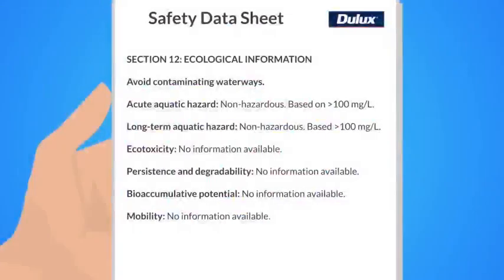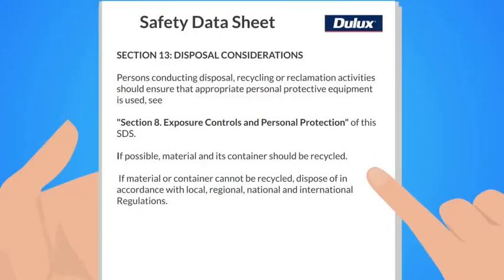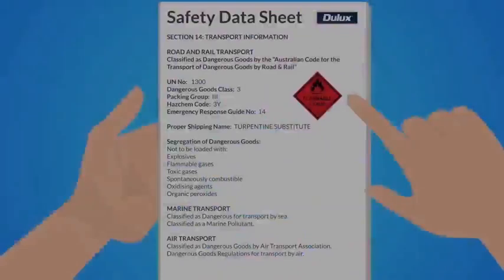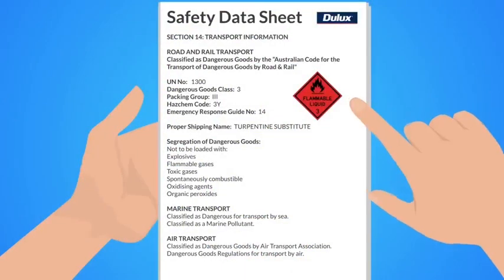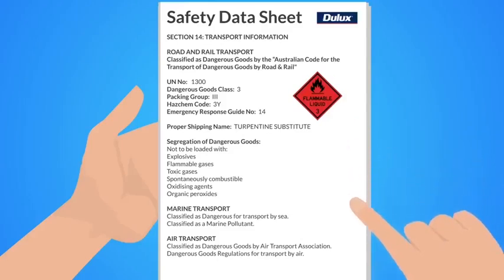Section 12 provides detailed information on the ecological hazard of the said chemical. Section 13 details how the chemical should be correctly disposed of, recycled, or reclaimed. Section 14 lists the information required for transportation, such as the UN number, transport hazard class, and packing groups related to the chemical's transport by road, rail, sea, or air.